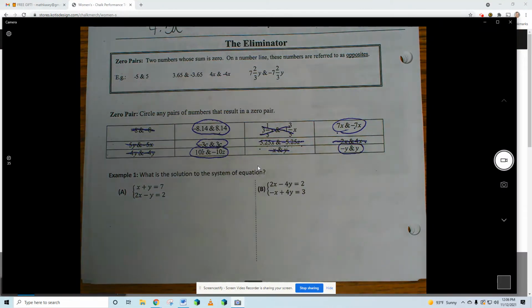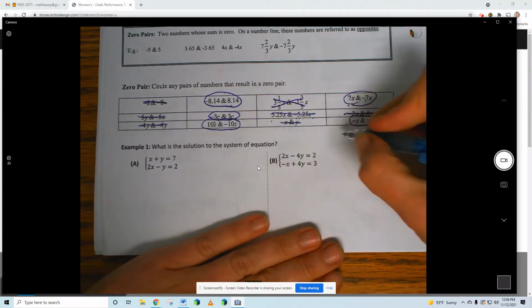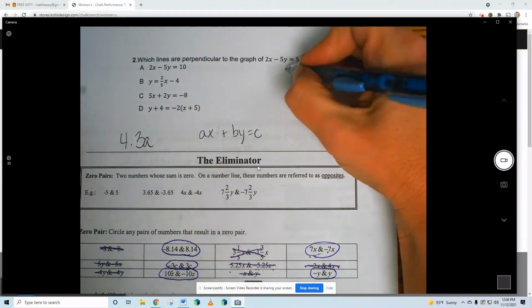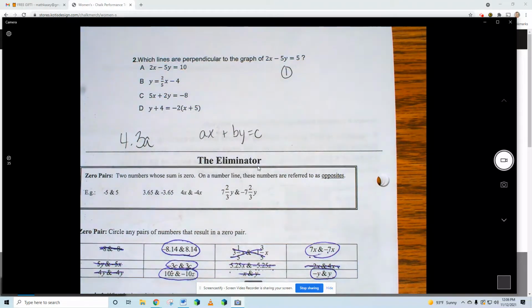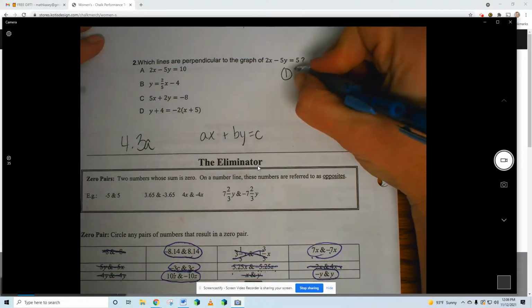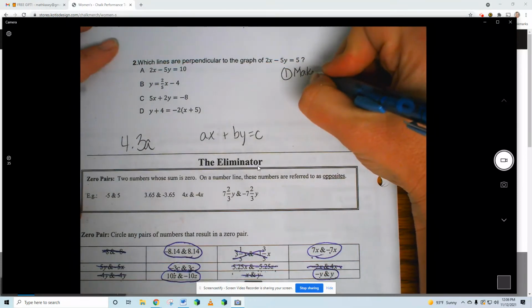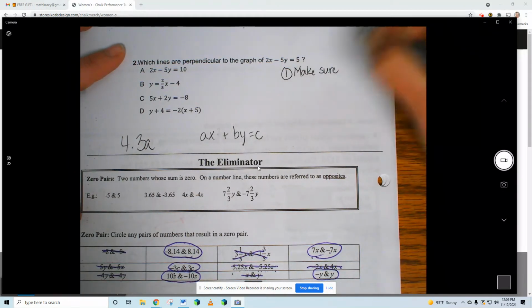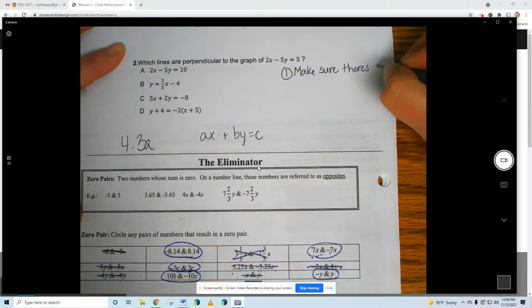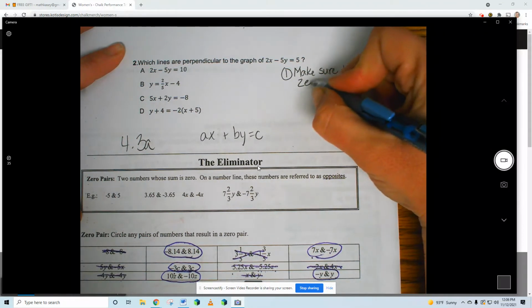So here I go. Step 1, step 2, step 3. I'm going to put it right here, since we're not doing the warm-up. Okay, step 1. Make sure there's a zero pair. If I have no zero pair, then elimination is hard. Make sure there's a zero pair.